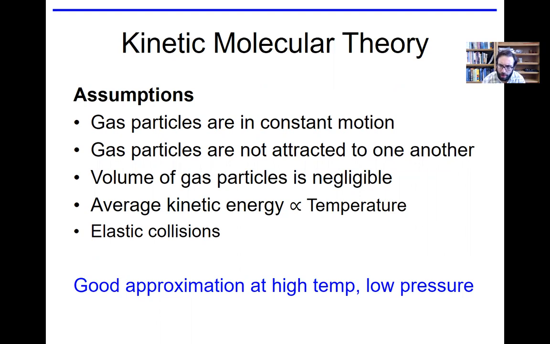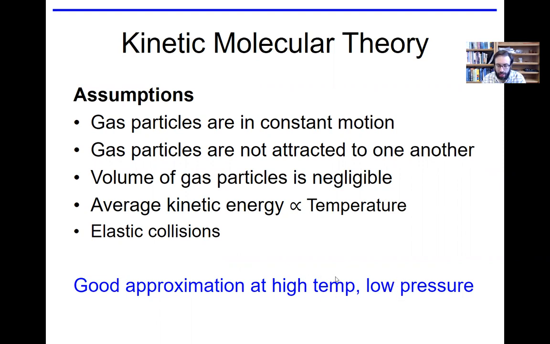So the basic assumptions of kinetic molecular theory are as follows. First, gases are in constant motion. So they're constantly moving around. This is a very good assumption. Second, gas particles are not attracted to one another, okay? Now, this is an assumption that isn't always true, and in fact, it's never completely true. All particles have some attractive forces between one another, okay? But this is particularly a bad approximation at high temperatures, okay?